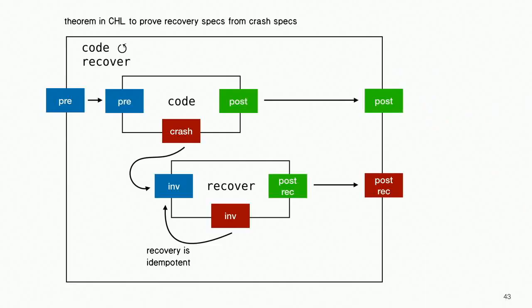Then we just need to chain these two together, so when you crash in the middle of the code, you're going to go into this recovery crash loop, and then finally, when you stop crashing, we'll get this post-rec condition.